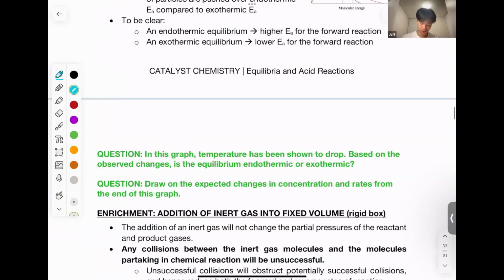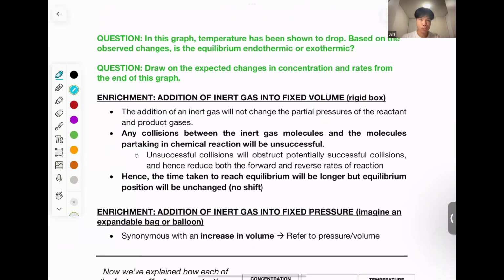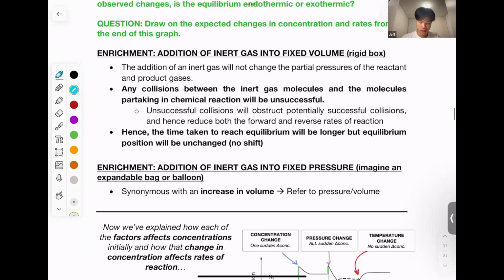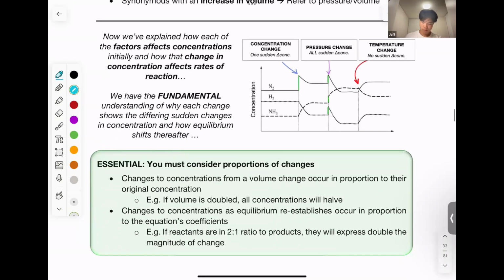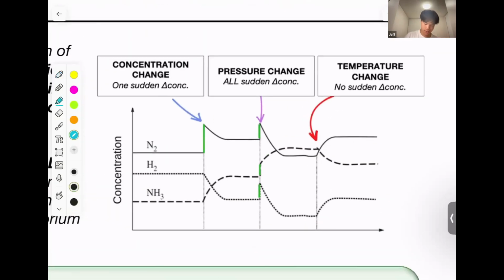Okay. Final two enrichment cases, if you want to go through them as well. They're written there, the inert gas case for fixed volume and fixed pressure. So to summarize, you should know that concentration change looks like a sudden change in concentration. Pressure volume is sudden concentration change in all of the components, and temperature change has no sudden changes in any of the concentrations.